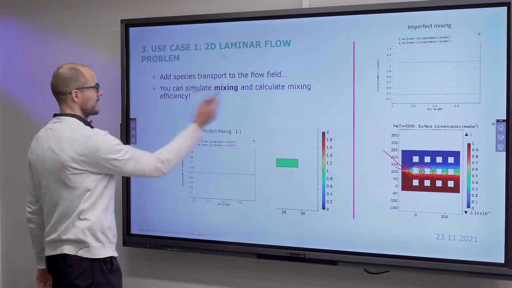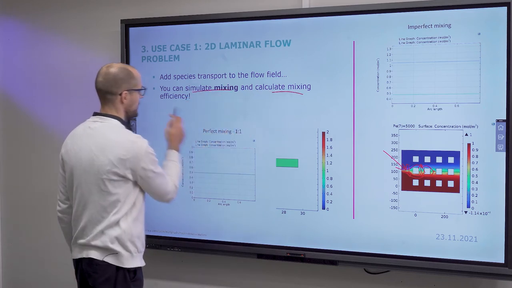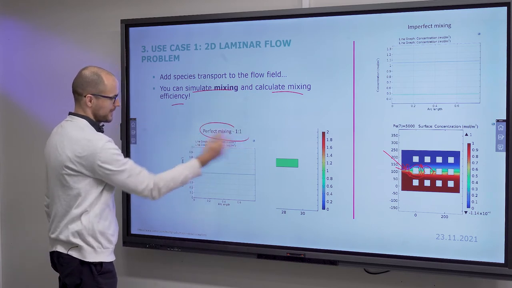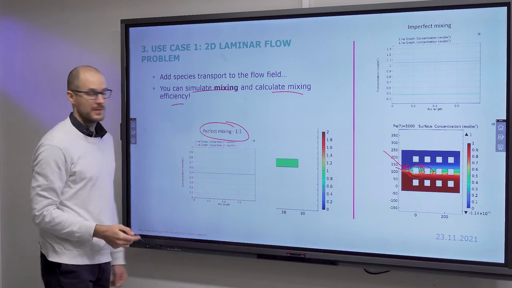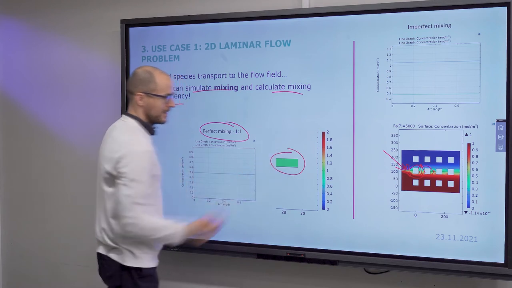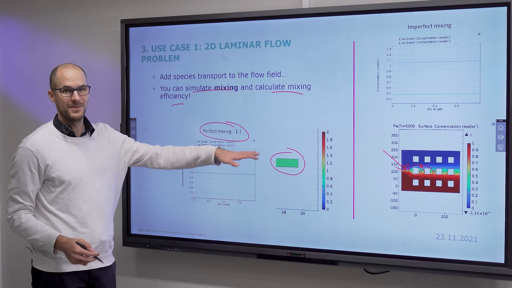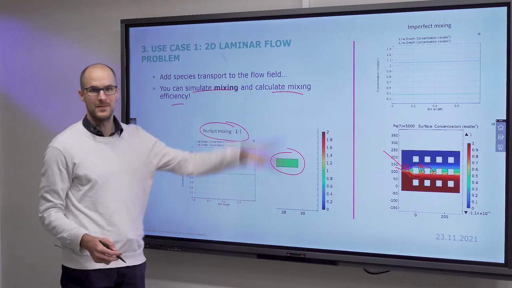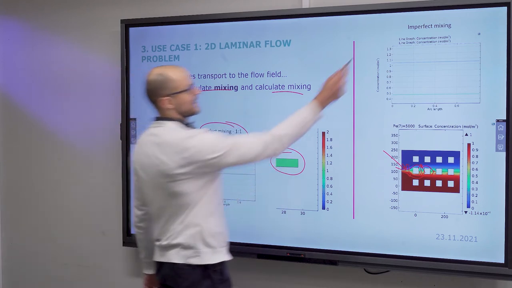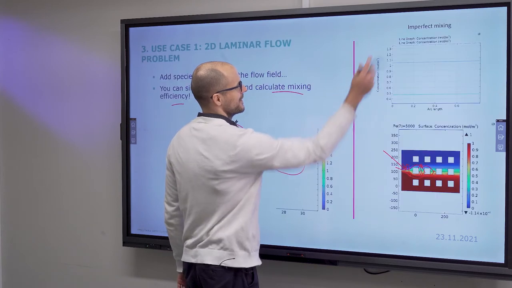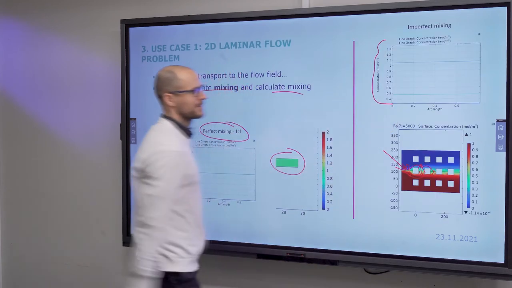You can simulate mixing and calculate mixing efficiency. Perfect mixing would be a one-to-one ratio. Then you would have a perfect middle ground between the two phases. But instead of that, you have actually an imperfect mixing.